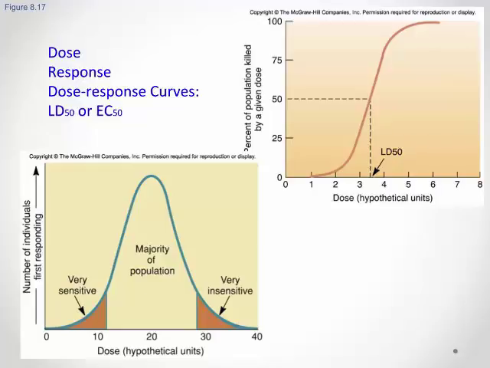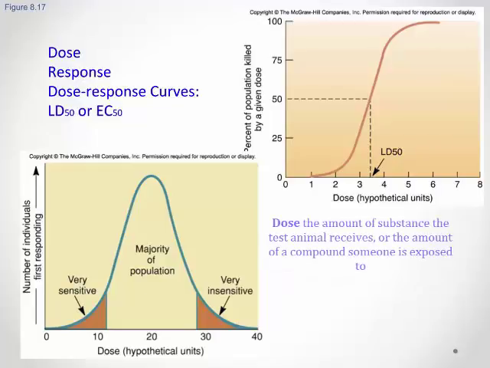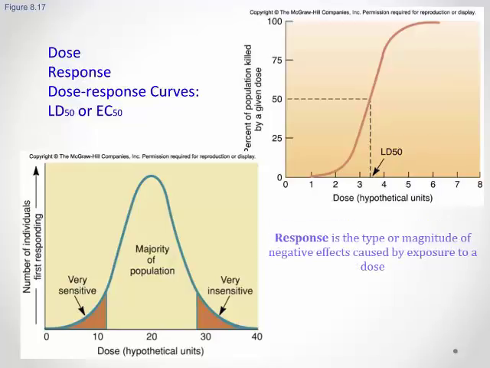Toxicologists use dose-response analysis to quantify a substance's toxicity. Dose-response analysis measures the strength of toxicant effects by quantifying the number of animals affected at different doses. You should know that a dose is defined as the amount of substance the test animal receives or the amount of a compound someone is exposed to. A response is the type or magnitude of negative effects caused by exposure to a dose. A dose-response curve is the dose plotted against the response on a graph.